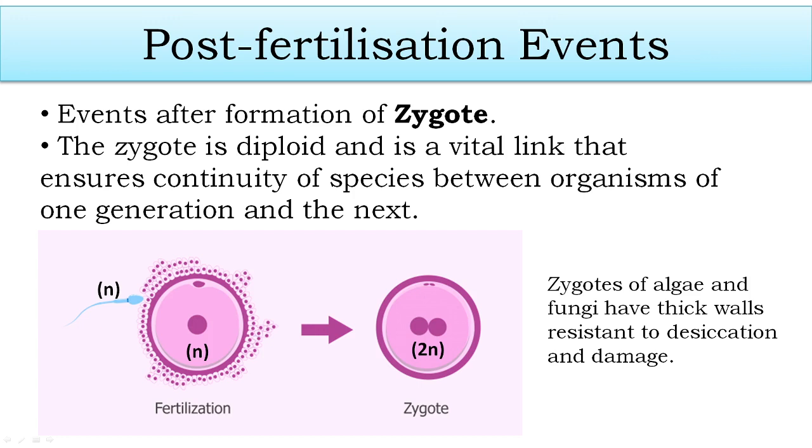So when two haploid gametes meet together, they form a diploid cell, and this diploid cell will develop into a new organism which has got the correct chromosome number. So the zygote forms a vital link that ensures the continuity of the species.